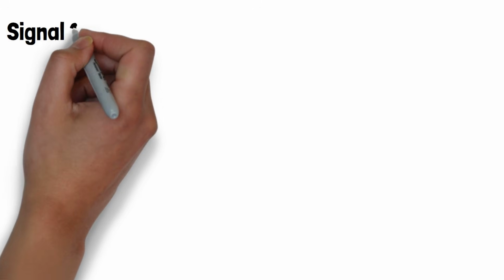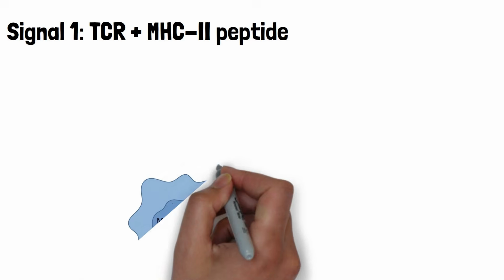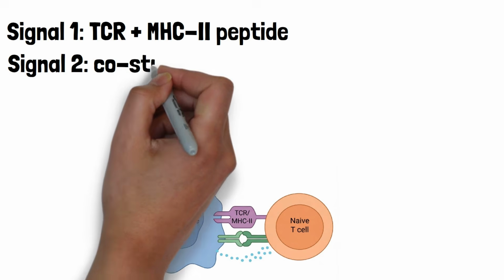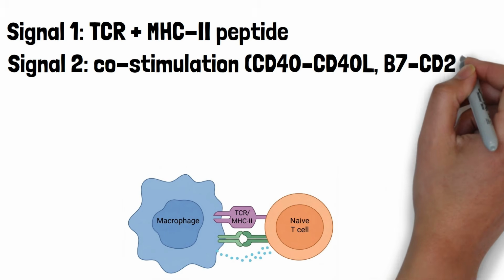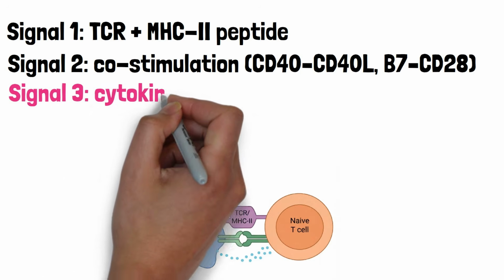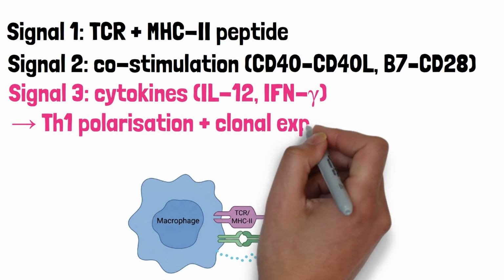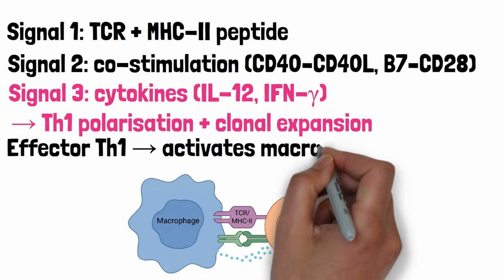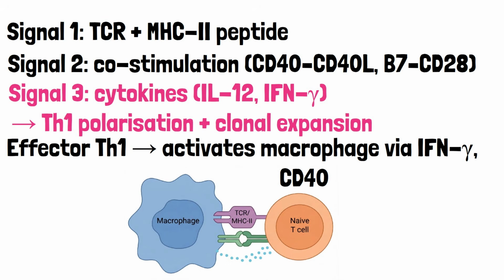In other words, that antigen presentation from the last scene is really a three-signal handshake. Signal 1 is the T-cell receptor engaging the MHC class II peptide complex on the macrophage. Signal 2 is co-stimulation. Think CD40 binding CD40 ligand and B7 binding CD28. Signal 3 is cytokines, IL-12 and IFN-γ, and together these three signals are what drive Th1 polarization and clonal expansion. Once that's done, the effector Th1 cells migrate back out to the infected tissue and activate macrophages there through IFN-γ and CD40 ligation, completing the loop.